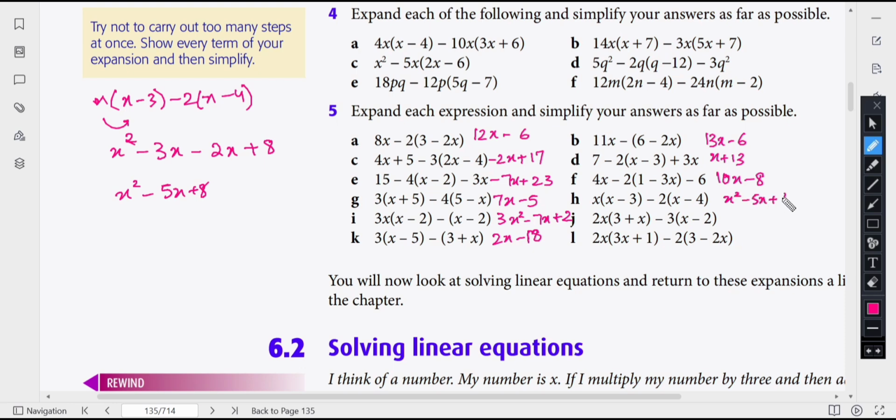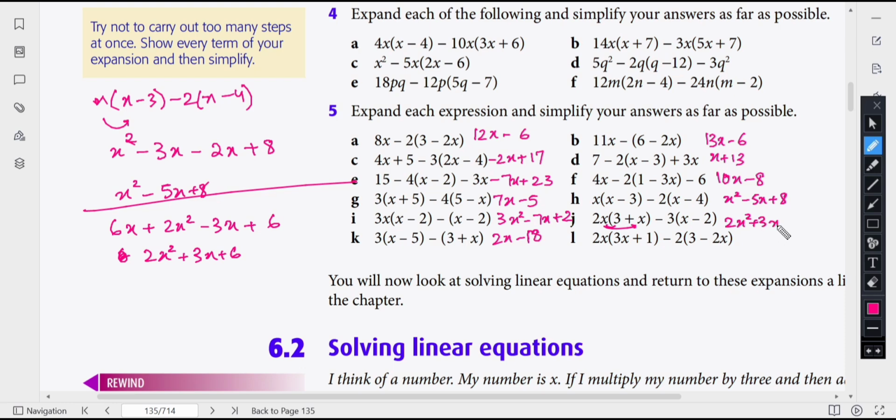फिर नेक्स्ट पार्ट है, उसके अंदर क्या हो रहा है, 2x 3 से मल्टीप्लाई हो रहा है, तो it is becoming 6x, 2x मल्टीप्लाई बाय x which will become 2x square, then it is becoming minus 3x and plus 6. I hope you're getting the hold of it much better now. So 2x square plus 3x plus 6 will be the answer for this one.